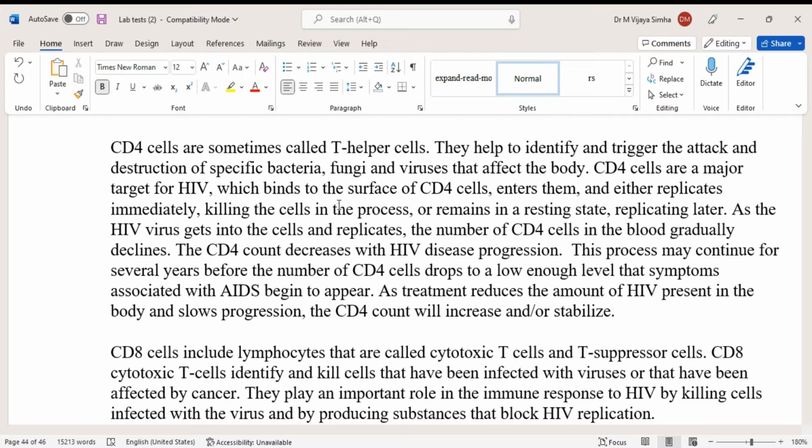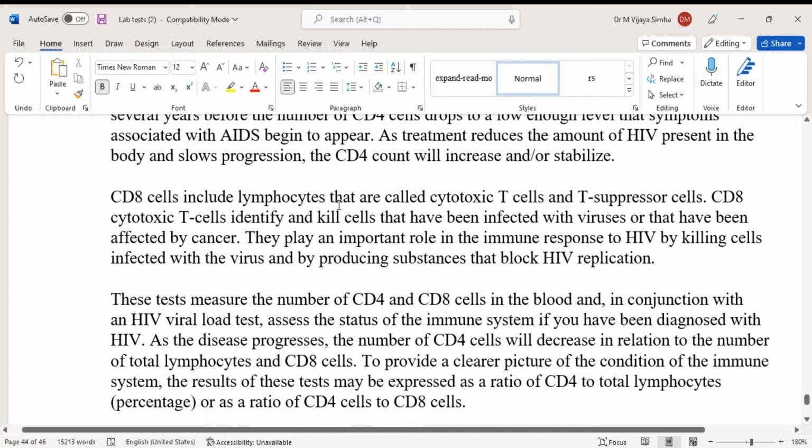As the HIV virus gets into the cell and replicates, the number of CD4 cells in the blood gradually declines. The CD4 count decreases with HIV disease progression. This process may continue for several years before the number of CD4 cells drops to a low level where symptoms associated with AIDS begin to appear. As treatment reduces the amount of HIV present in the body and slows progression, the CD4 count will increase and stabilize.